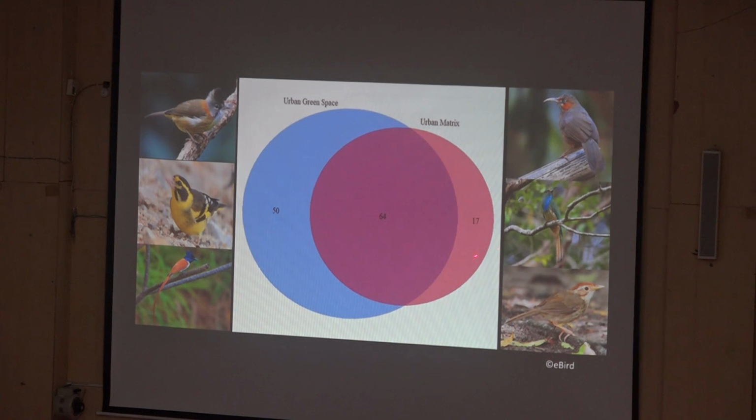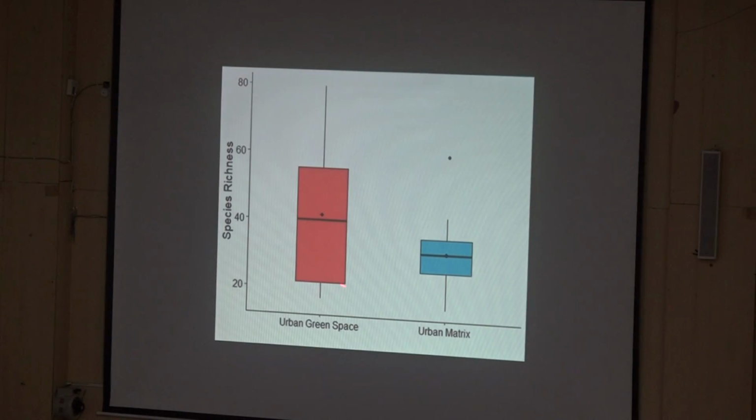The 17 species which are unique to the matrix can be accounted for by the fact that the sampling was carried out over different years, and also I might have seen some rare species which may have come opportunistically in my sampling. So the comparative species richness shows that the richness in the urban green space is definitely higher than the richness in the matrix.